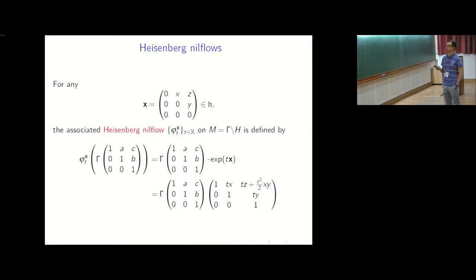Any such element generates a one-parameter subgroup by exponentiating. And the Heisenberg Nilflow is just the restriction of the right multiplication to this one-parameter subgroup. So explicitly, you could write, you fix any point in your Heisenberg nilmanifold, and you just multiply on the right by this matrix, if I've done the computations correctly.